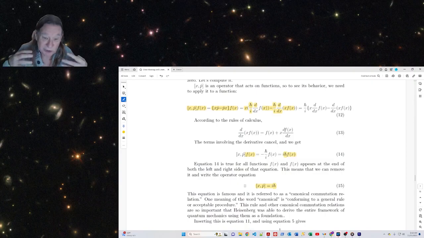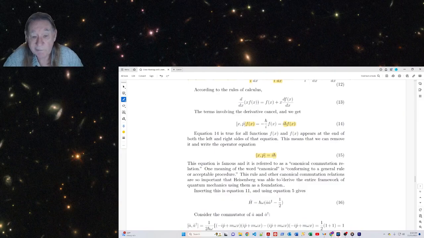One meaning of the word canonical is conforming to a general rule or accepted procedure. So this rule and other canonical commutation relations are so important and so powerful that Heisenberg in the 1930s was able to derive all of quantum mechanics using these commutation relations. This is the famous matrix mechanics, which is a topic for another video.